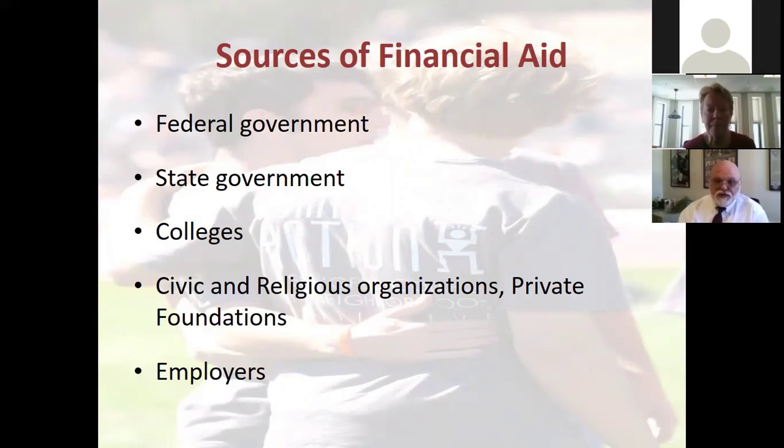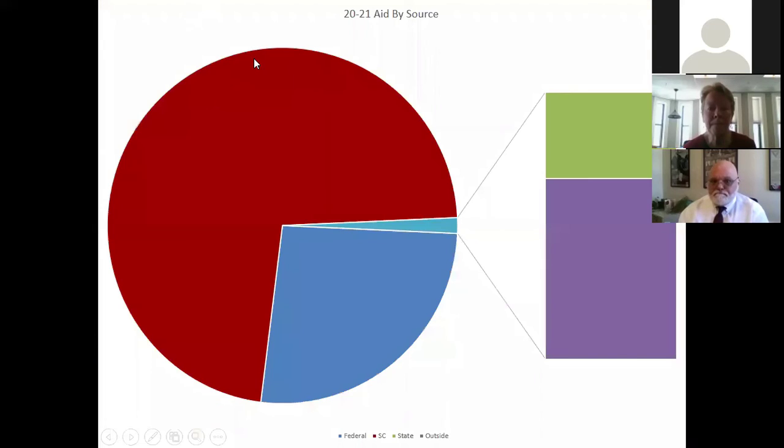Financial aid comes from a variety of sources, including the federal government, state governments, the colleges and universities themselves, and don't forget civic and religious organizations and private foundations, as well as employers. And we'll talk about employers in just a moment. This graph, which didn't actually come out very well, it's probably kind of hard to read, but I wanted to put this up to show how generous Springfield College's financial aid program is. The medium blue area is federal financial aid. The light blue area is a combination of state and private scholarships, and the maroon area is the amount of money that Springfield College awards to students in the 2021 academic year.